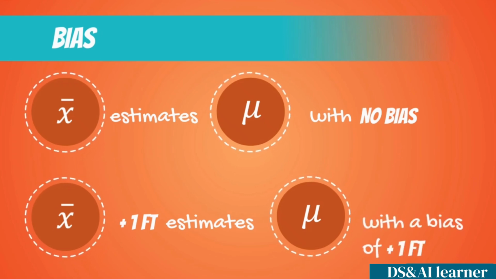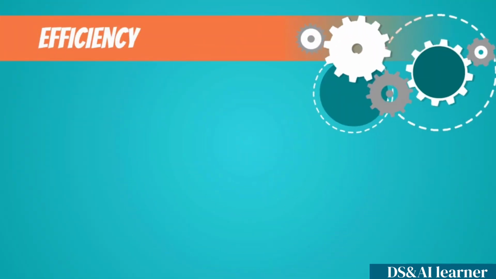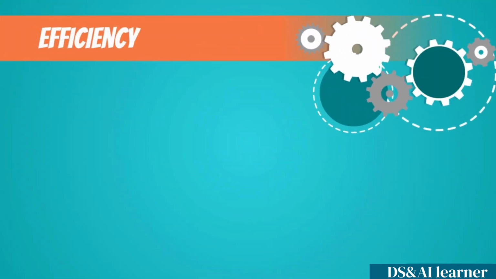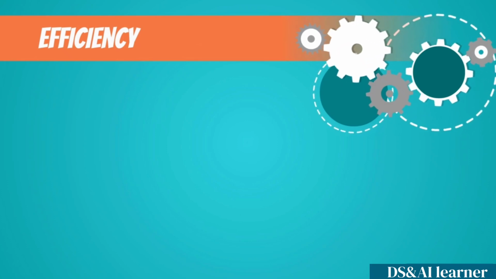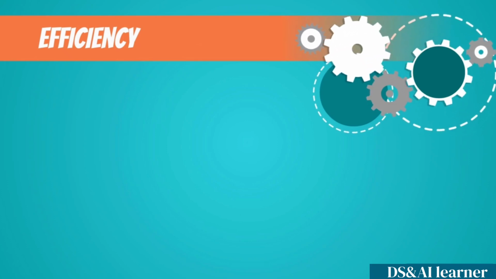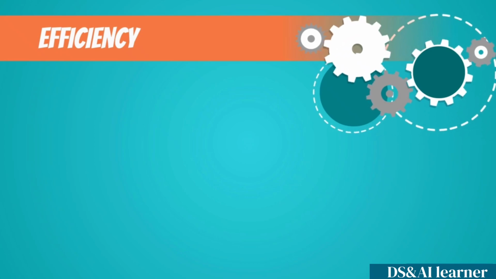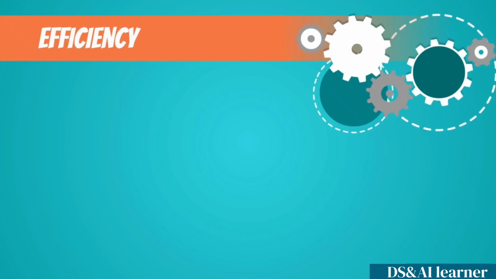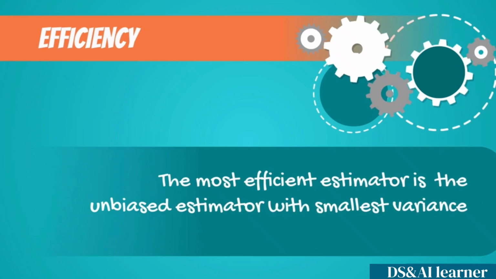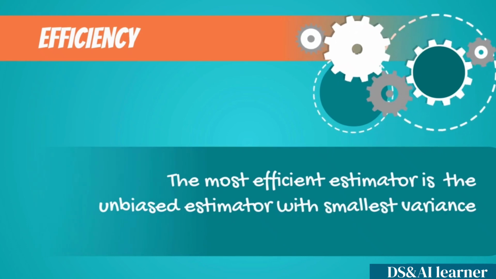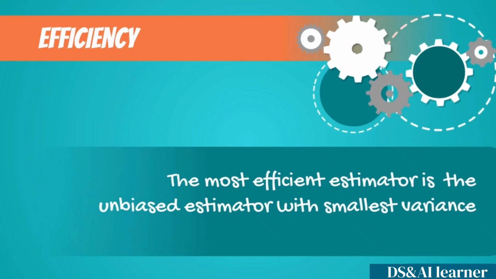Clear? Okay, great. Let's move on to efficiency. The most efficient estimators are the ones with the least variability of outcomes. From the estimates we know so far, we haven't seen estimators with problematic variance, so it is hard to exemplify. It is enough to know that most efficient means the unbiased estimator with the smallest variance.